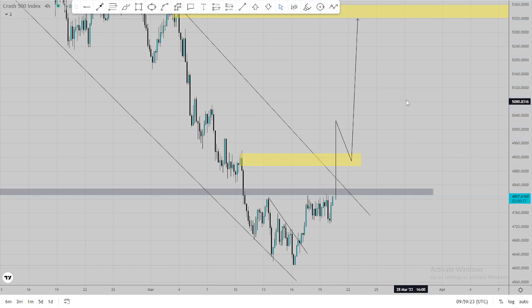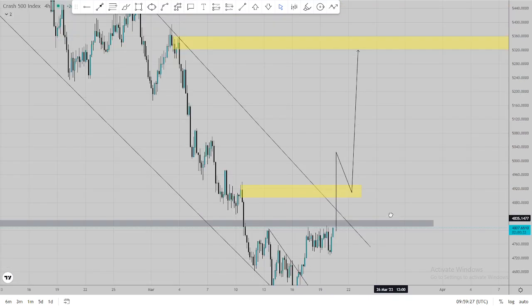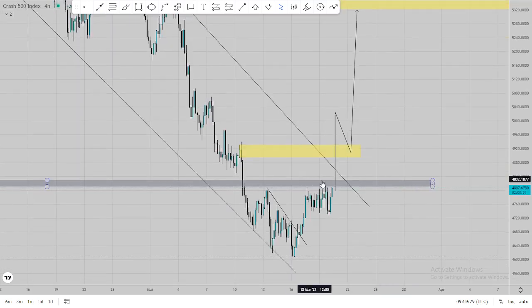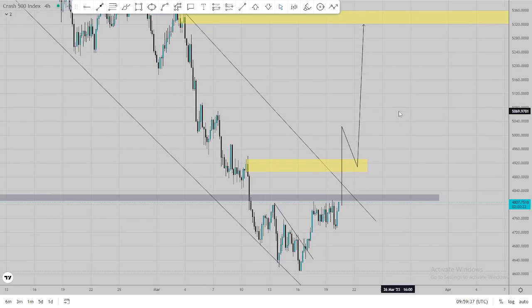So if ever the market hasn't broken my level on a higher time frame, there's no need for me to go to a lower time frame. So I'll simply wait for the 4-hour to break this resistance, as well as that supply zone, before a retest and the continuation all the way up. So Crash 500, that is it.